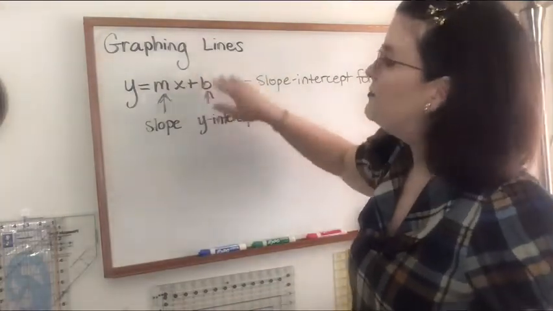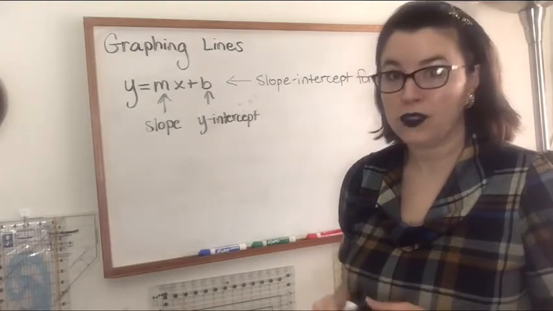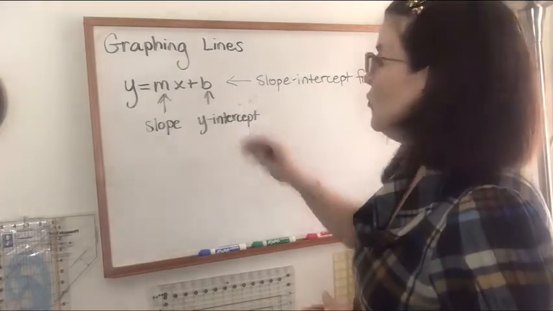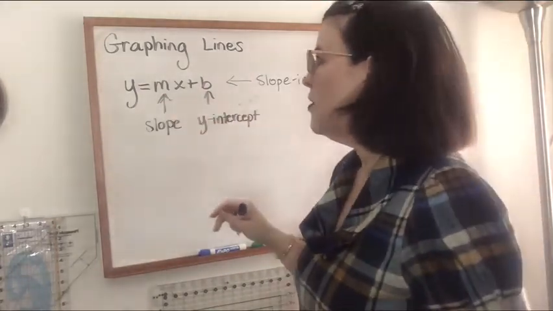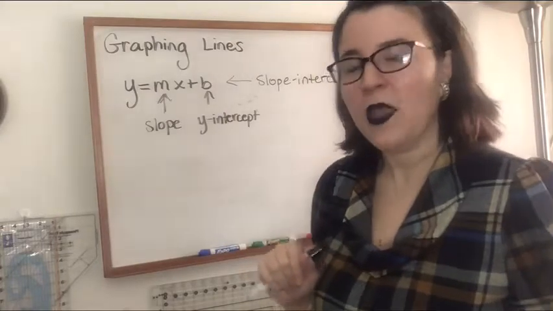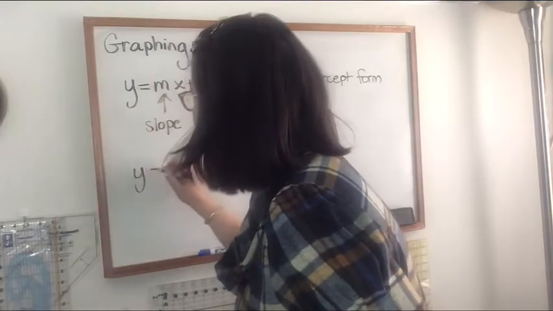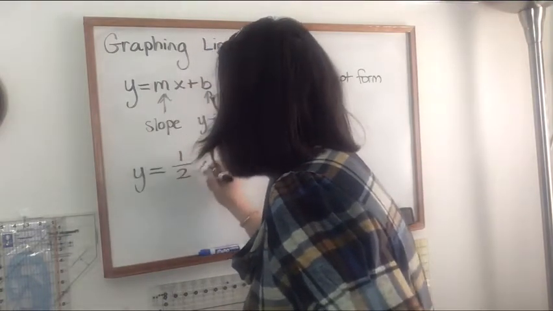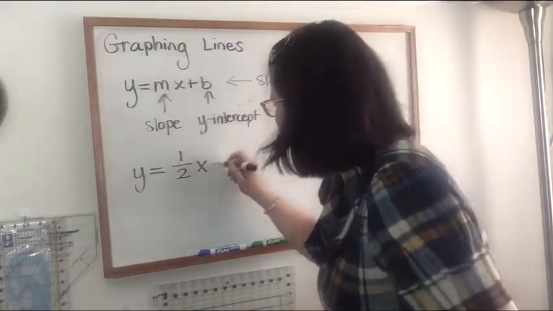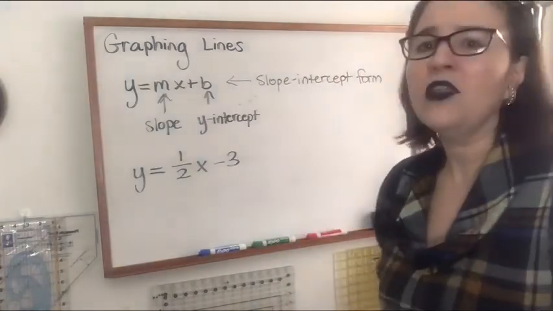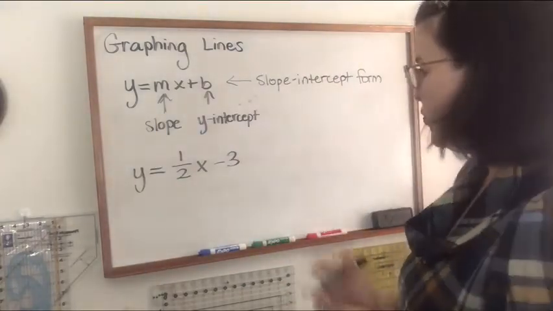If the b is missing, it means that your intercept is 0. If your slope is missing, then that means you have a special line, okay? But let's go ahead and just start with the generic problem. I'm going to be sassy and use a fraction for my slope, and that's okay. So I have the line y equals 1/2 x minus 3.